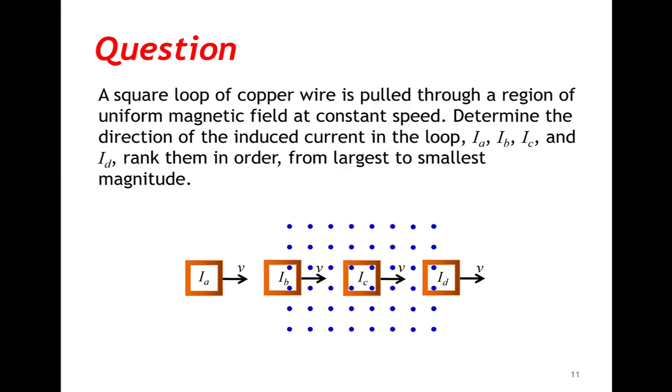Suppose that we have a square loop of copper wire that is pulled through a region of uniform magnetic field at constant speed. Let's determine the direction of the induced current in the loop. We have four situations, A, B, C, and D. Let's rank each of those currents in order from largest magnitude to smallest magnitude.